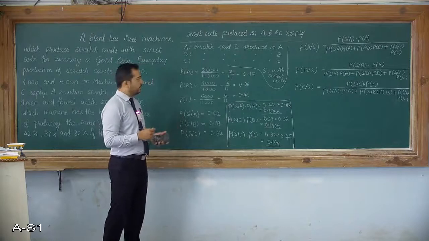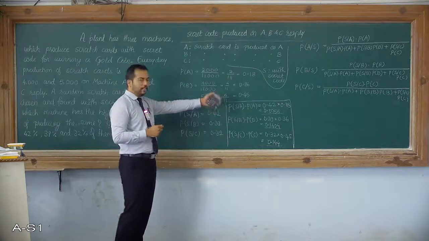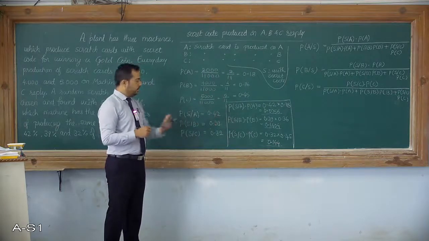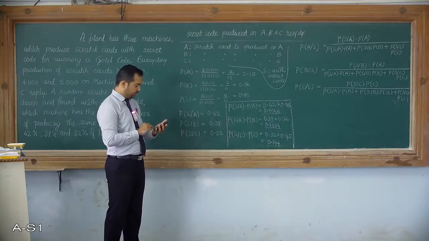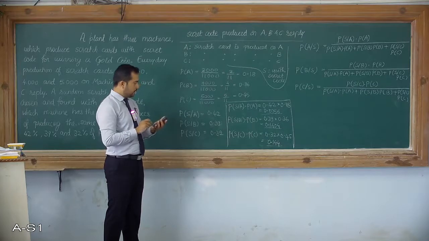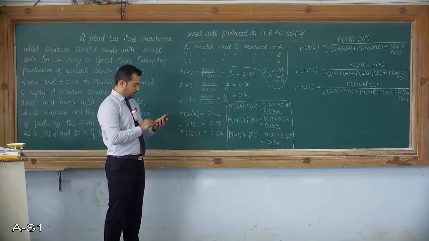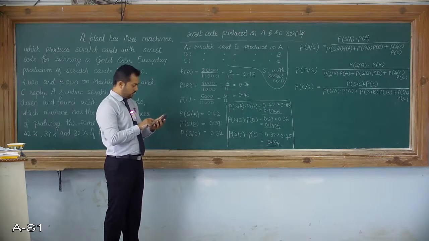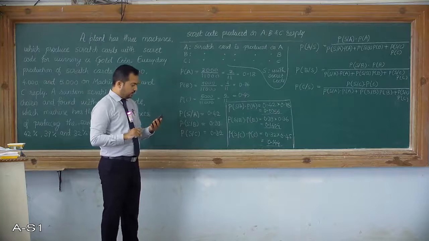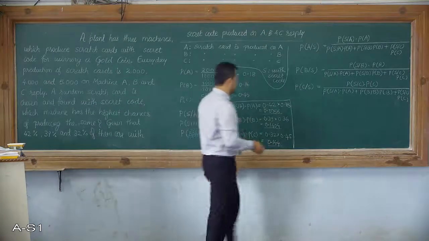Now we'll substitute them, and we also need the addition of all these three. So let me calculate the addition of 0.0756 plus 0.1404 plus 0.144. This gives me 0.36.